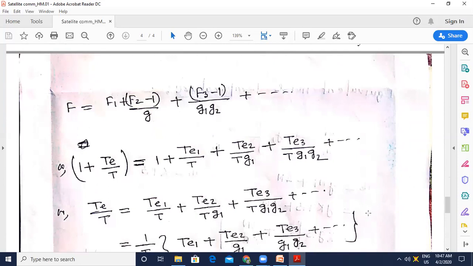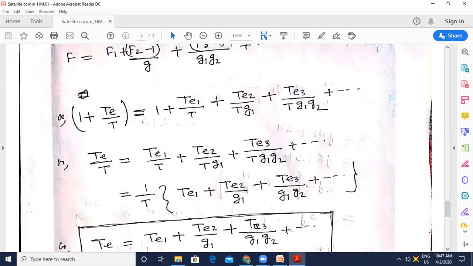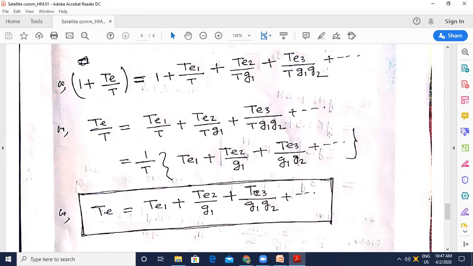So ultimately, as we know earlier, we have derived this formula: F is equal to F1 plus F2 minus 1 upon G1 plus F3 minus 1 upon G1 G2, likewise. So F is basically 1 plus T upon T0. And if we replace all the noise figures in terms of noise temperature, we'll have this. Ultimately, T, that means equivalent noise temperature, is equal to the noise temperature of the first device plus noise temperature of the second device divided by gain of the first device plus T3 upon G1 G2, likewise.